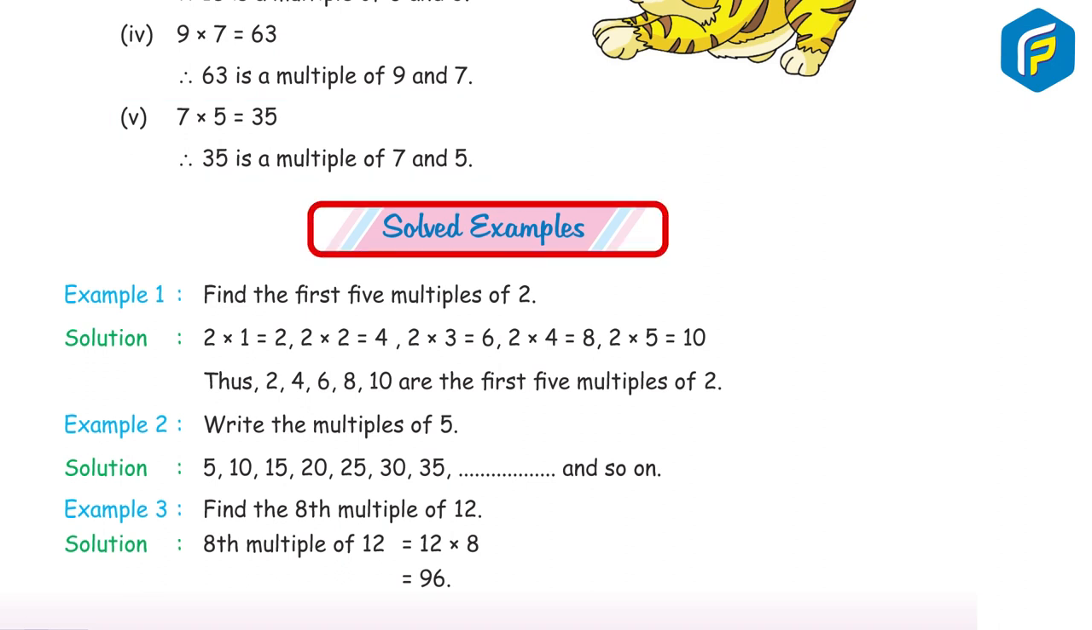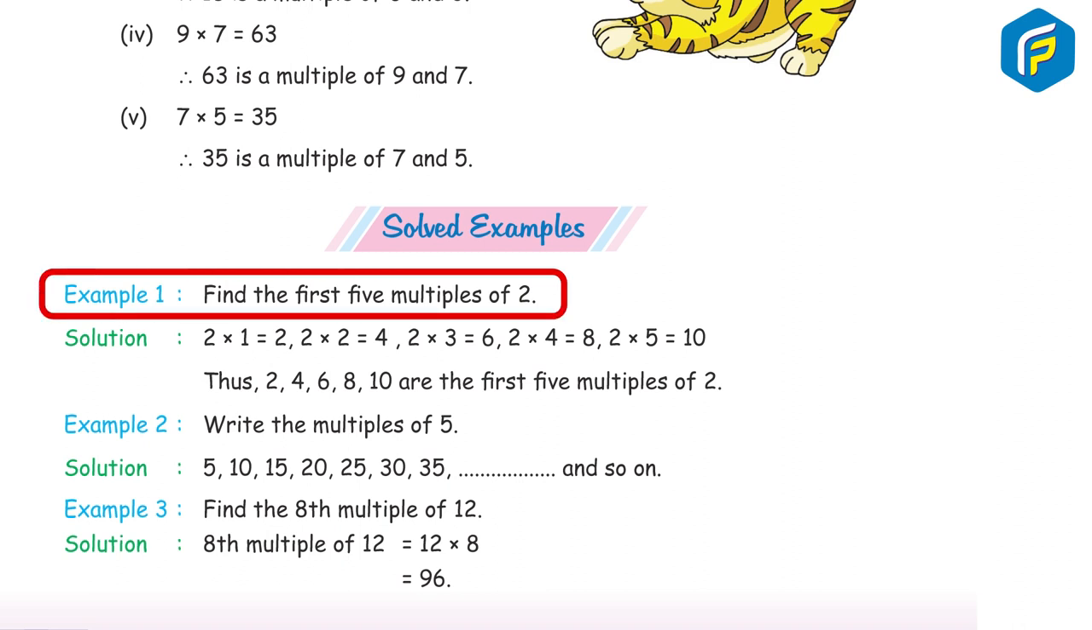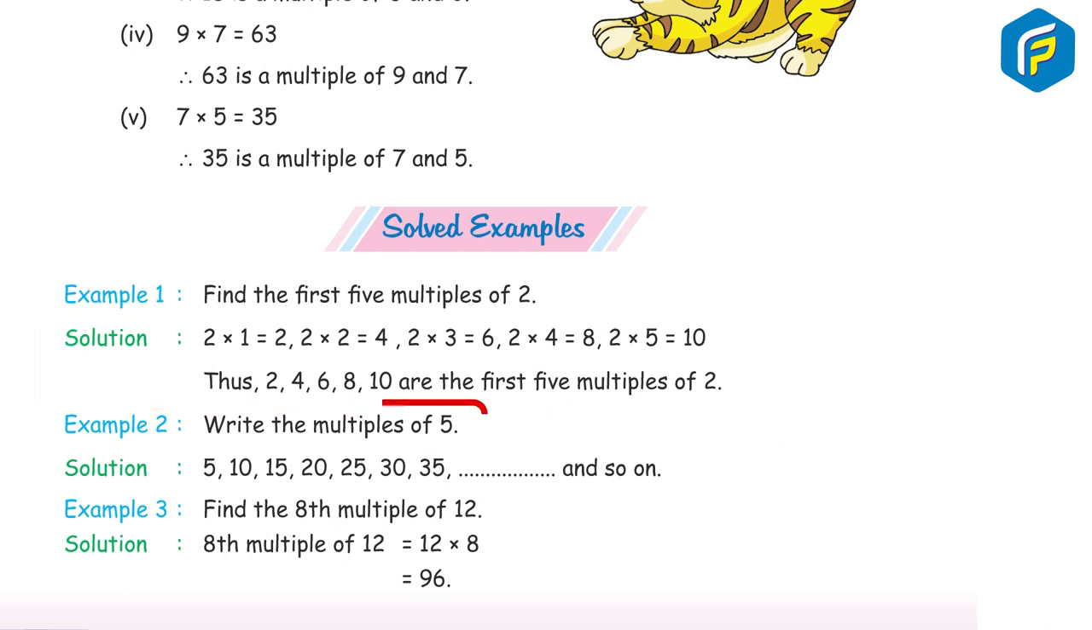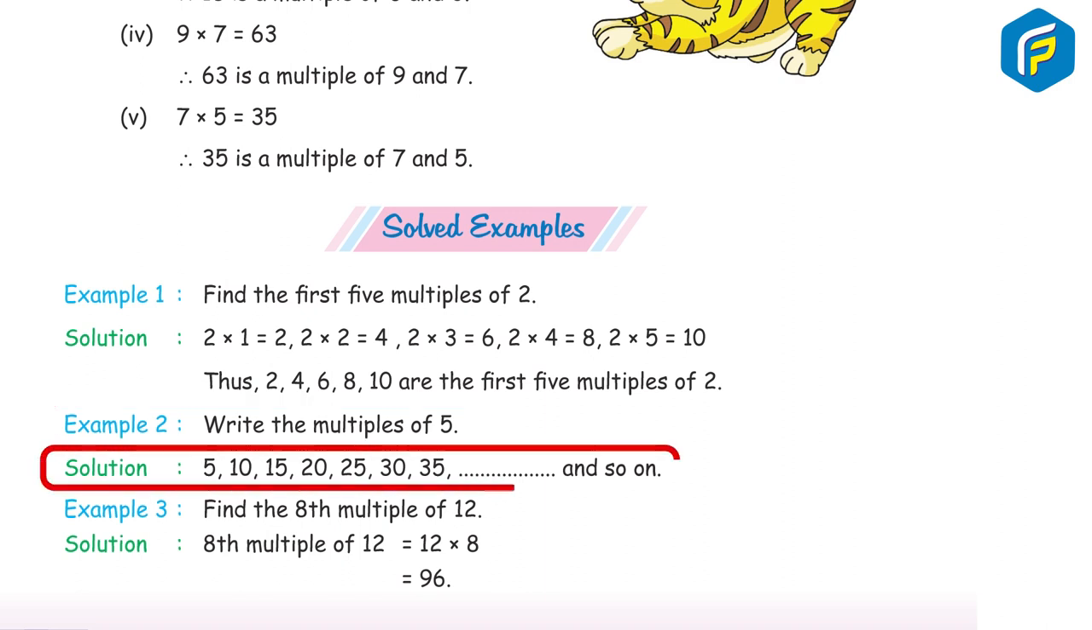Solved example. Example 1. Find the first 5 multiples of 2. Solution. 2 into 1 is equal to 2. 2 into 2 is equal to 4. 2 into 3 is equal to 6. 2 into 4 is equal to 8. 2 into 5 is equal to 10. Thus, 2, 4, 6, 8, 10 are the first 5 multiples of 2. Example 2. Write the multiples of 5. Solution. 5, 10, 15, 20, 25, 30, 35, and so on.